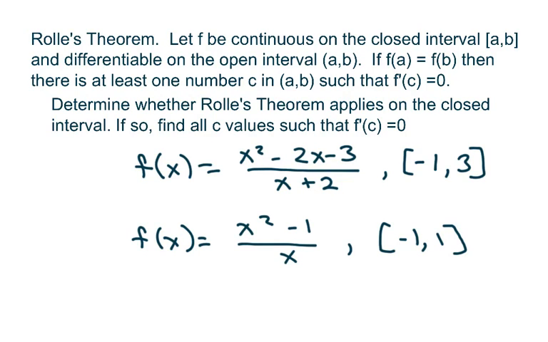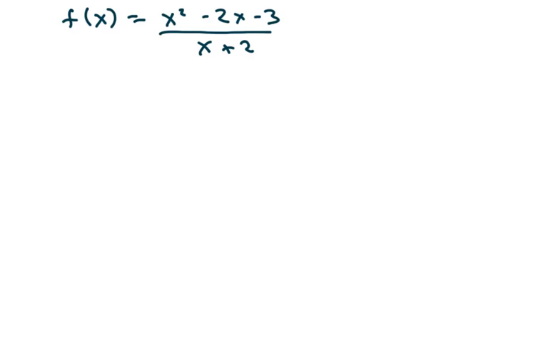Hi everyone. We're going to determine whether Rolle's theorem applies to the closed interval [a, b] for these two functions, and we're going to find all values of c such that the derivative of f at c equals 0. So we're going to do the first one. Again, the first one was f of x equals (x squared minus 2x minus 3) over (x plus 2), and our closed interval is [-1, 3].